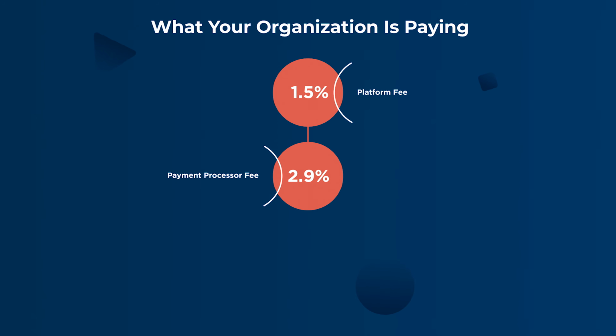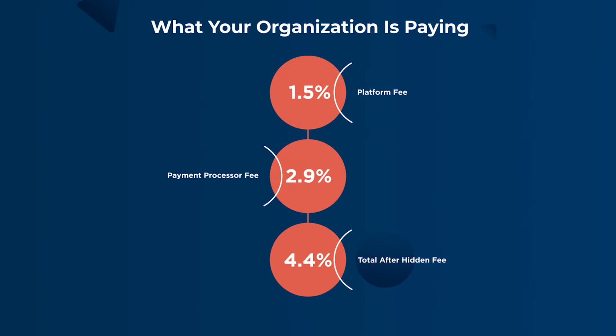So the organization may think that they are paying less, but if they're paying a 1.5% platform fee on top of a payment processor's 2.9% processing fee, then they're really paying 4.4%. And that's a really big difference.